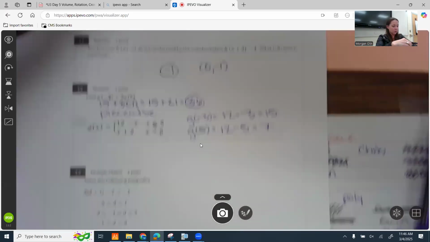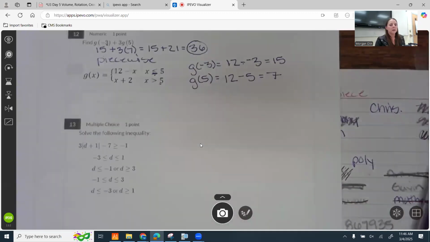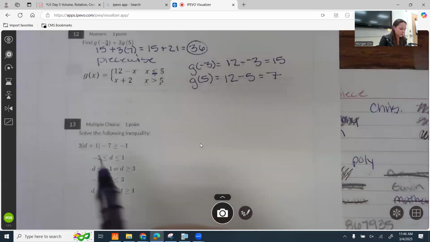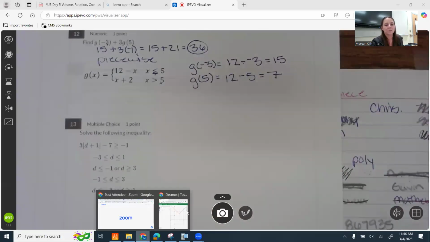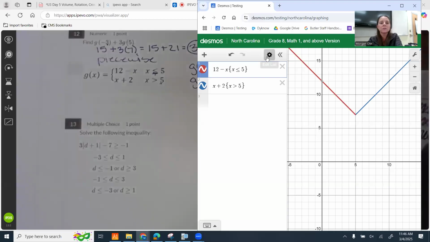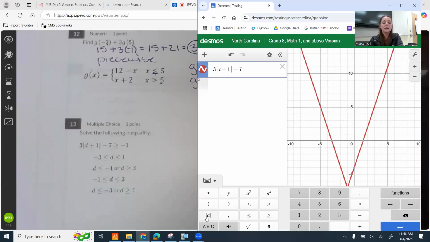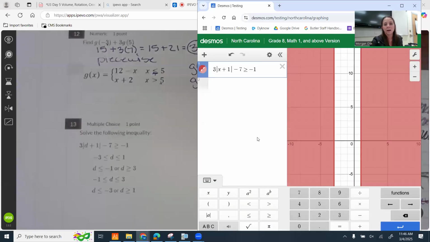All right, number 13. Solve the inequality. Now, you can solve this by hand if you want. You would want to isolate, so you would add the 7 first and then divide by 3. But I'm just going to go straight to Desmos. Desmos does a great job of solving these. 3, absolute value of x, and then minus 7. With inequalities, unlike equations, put the entire inequality in like that.